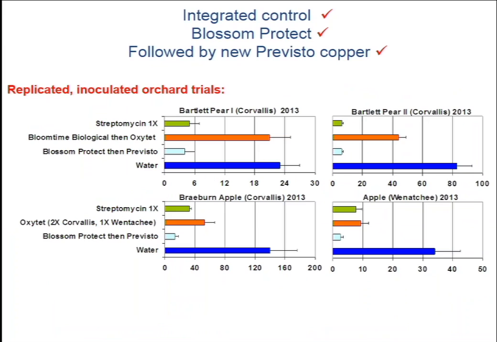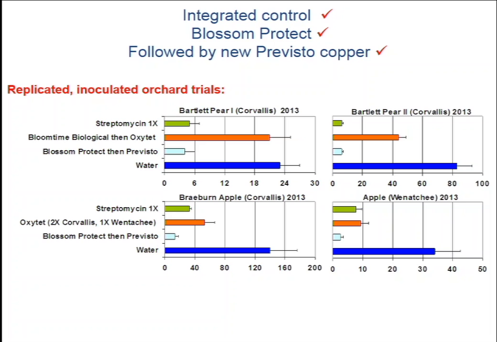Next slide. And I've put a few slides here where we're putting integrated control together. Again, this is a similar slide to Tim's, where we have different trials, and I've got one of Tim's trials there in apples, an apple trial of mine, and a couple of my pear trials. Basically, these are two-treatment trials, except the strep is only put on once. But two treatments of a bloom time biological and Oxytet.